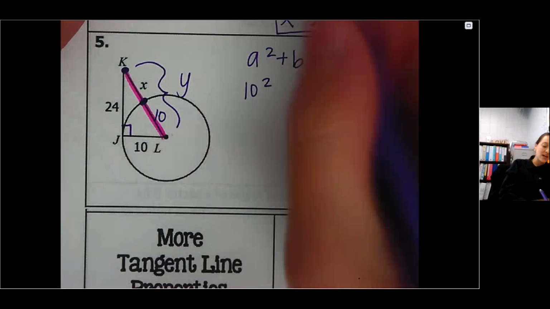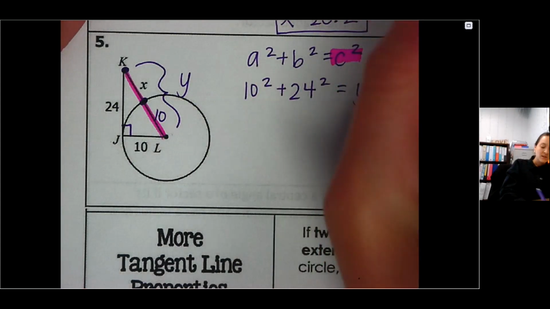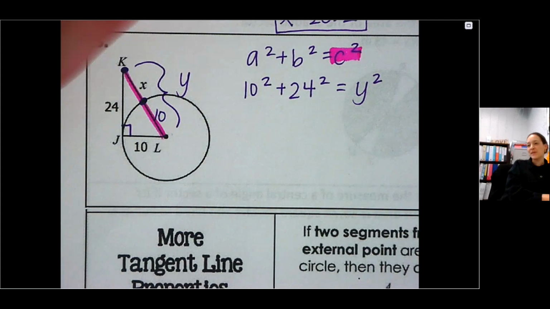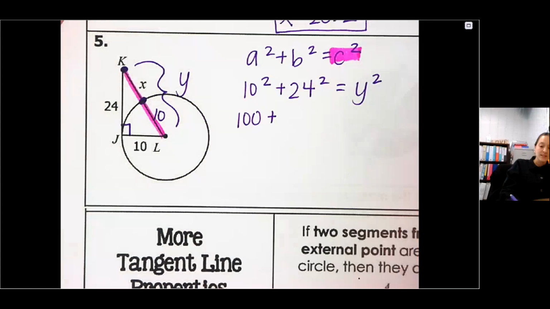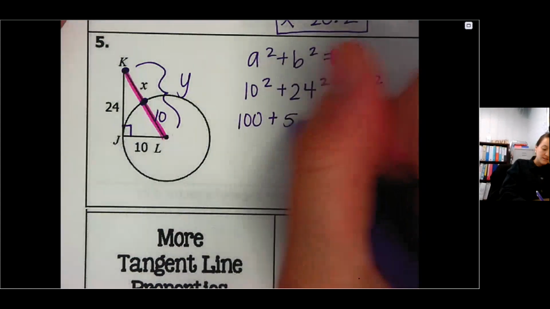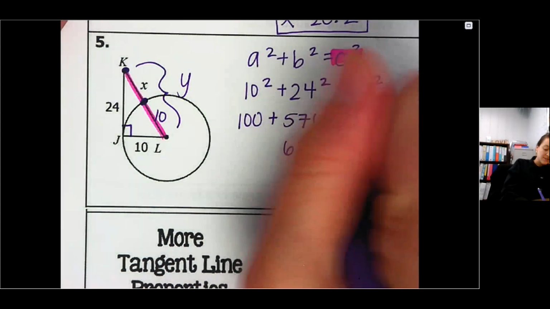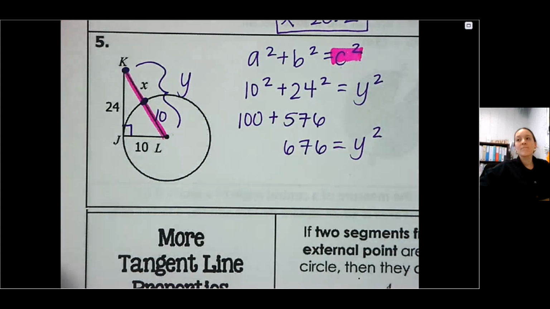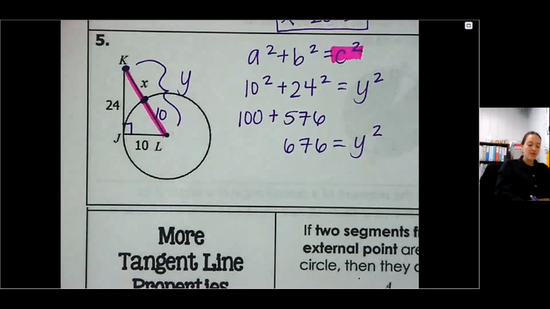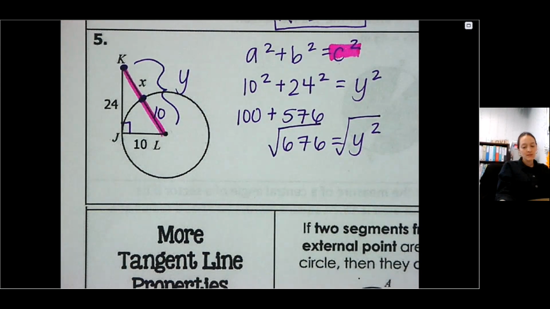So you've got 10 squared plus 24 squared equals Y squared. And we can do it that way instead. So that's 100 plus 576, which is 676. And then to get the Y by itself, I square root. I don't know what that number is.